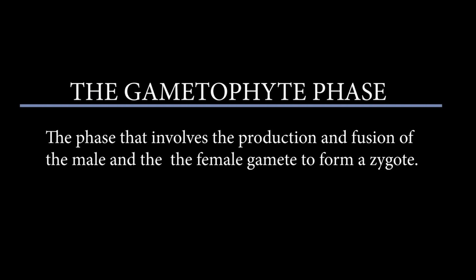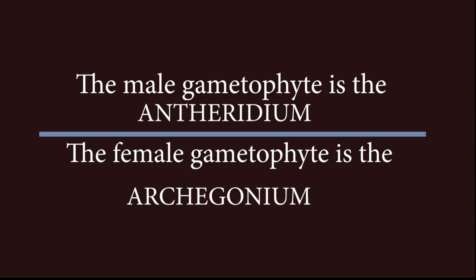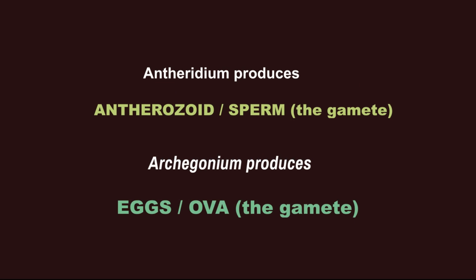The gametophyte phase is the phase where the plant produces gametes. These gametes fuse together to form a zygote. The male gametophyte is the antheridium, while the female gametophyte is the archegonium. They produce gametes. The male gamete is the anterozoid or the sperm cell, while the female gametophyte produces a gamete known as the egg or ovum, eggs or ova.